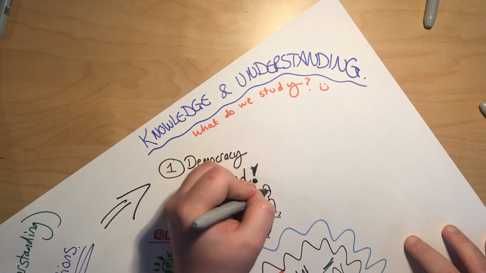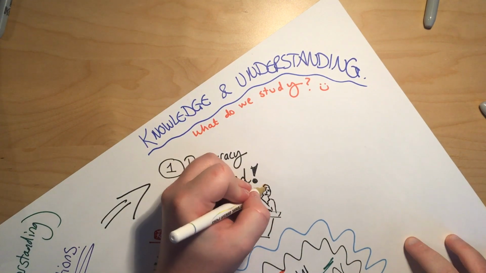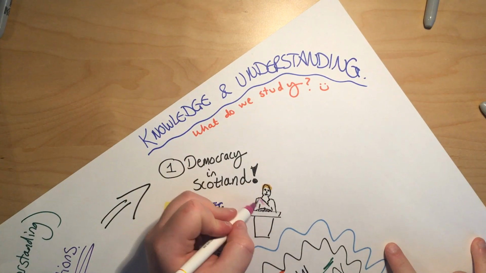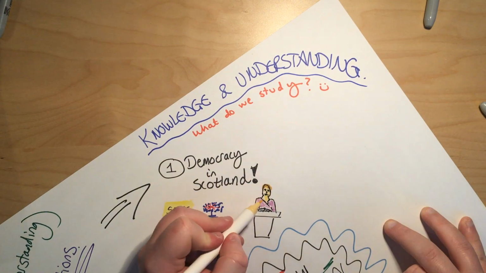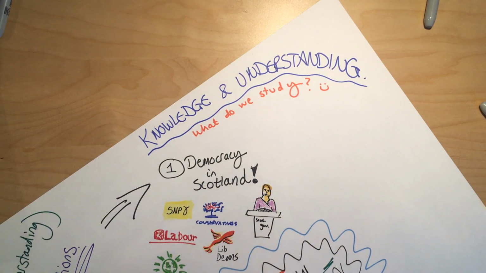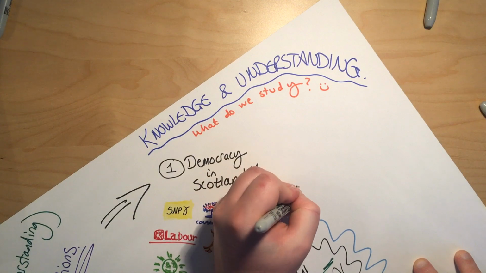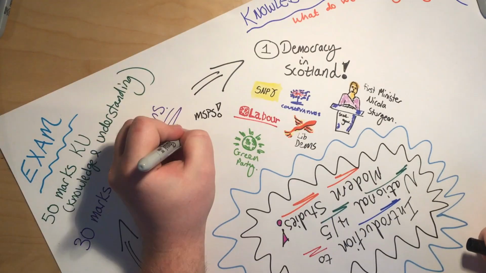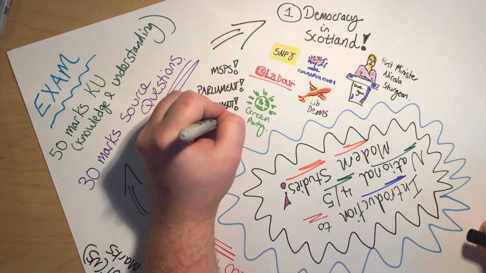What is it that they do in their role? We'll also be looking at ways that we all can participate in our democracy in Scotland. It's not just something that is kept for certain people. All of us can get involved in different ways. So that's what we look at in democracy in Scotland.